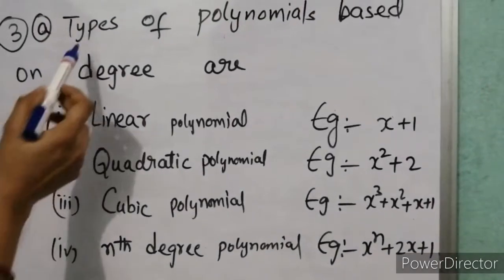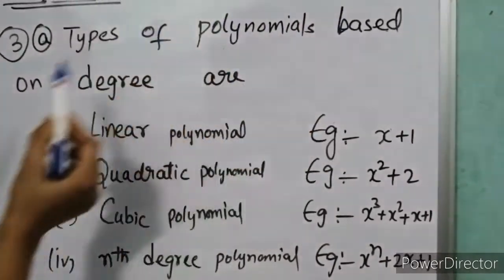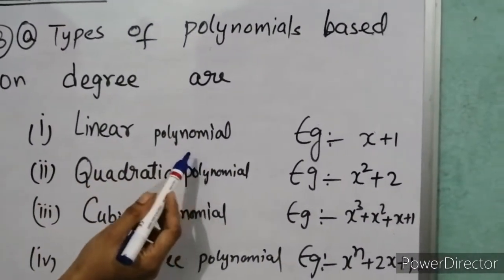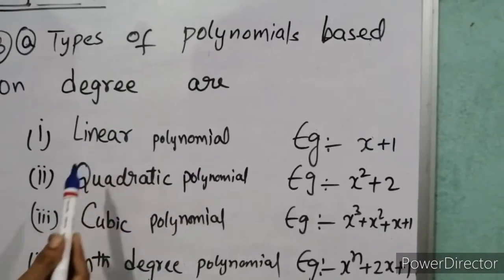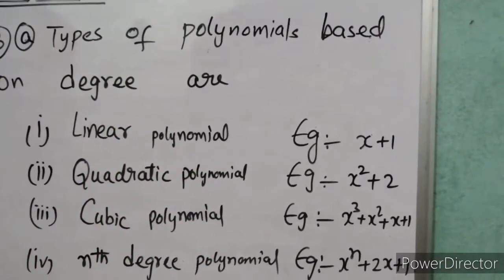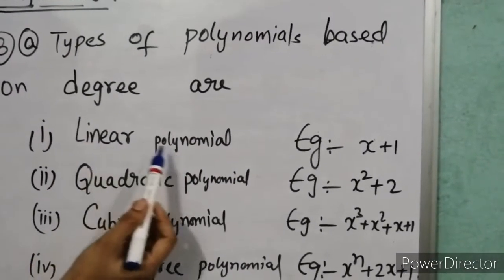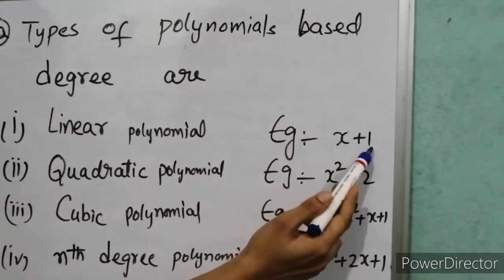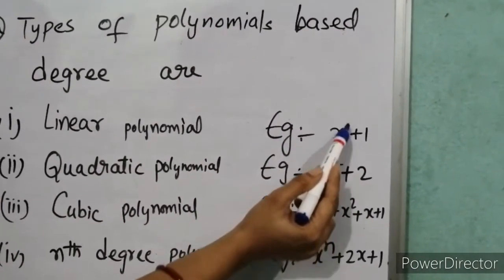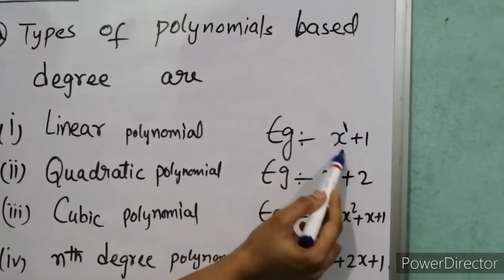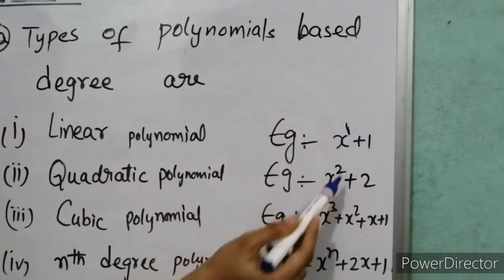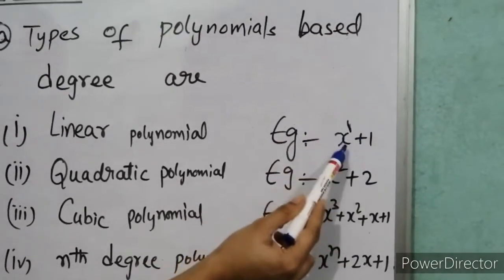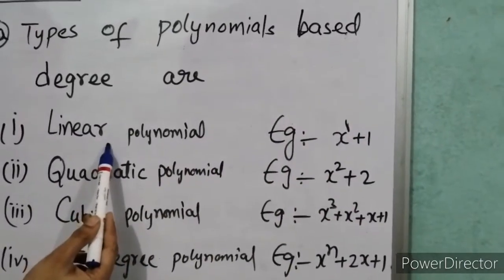Topic 3, part A. Types of polynomials based on degree. First one, linear polynomial. If a polynomial consists of the degree 1, then it is called a linear polynomial. If we take an example like x plus 1, here the variable is x and the power or degree in this example is 1. Therefore, this particular polynomial consisting of the degree 1 is called a linear polynomial.